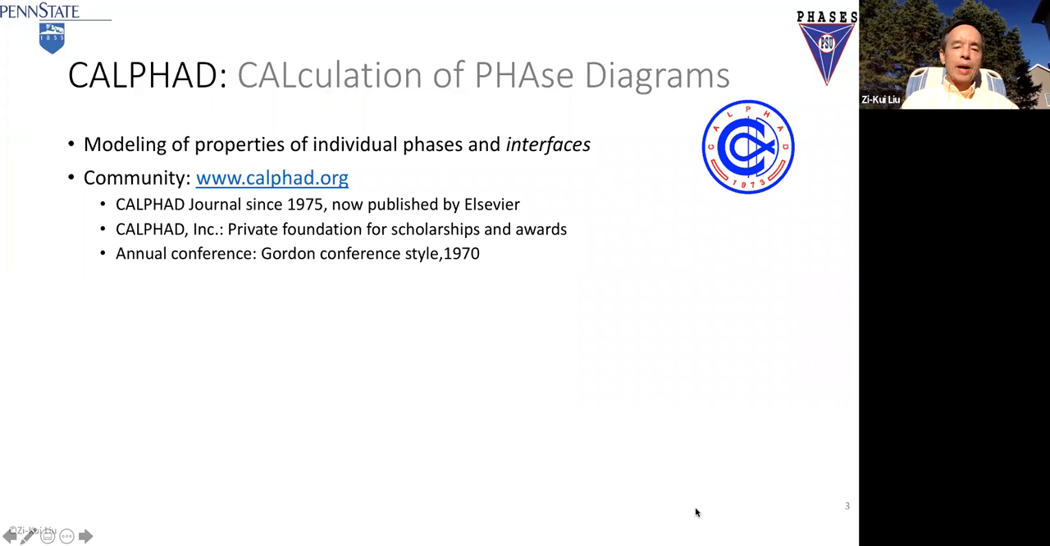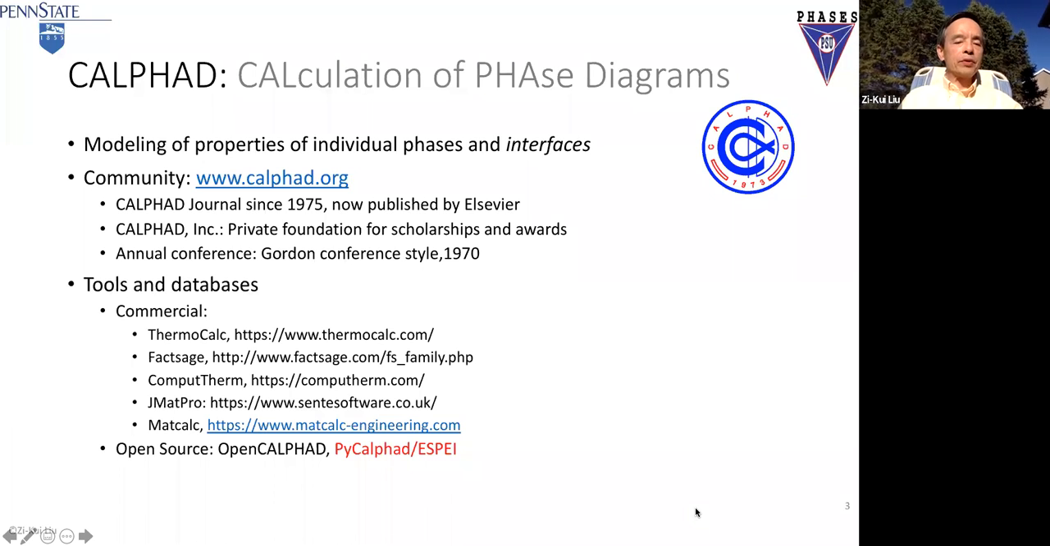And it is a private nonprofit foundation. It's for scholarship and awards. It's called CALPHAD Incorporated. And then we have an annual conference. It's Gordon Conference style since 1970. So we hope the situation will be okay next year for us to hold this 50th conference in Boston. That's where it started.